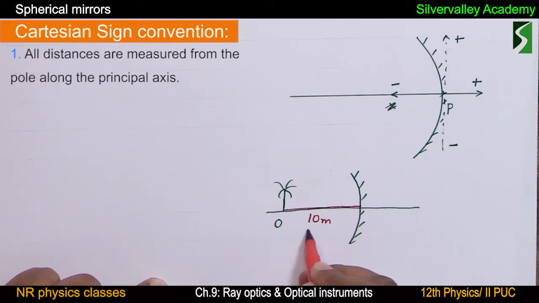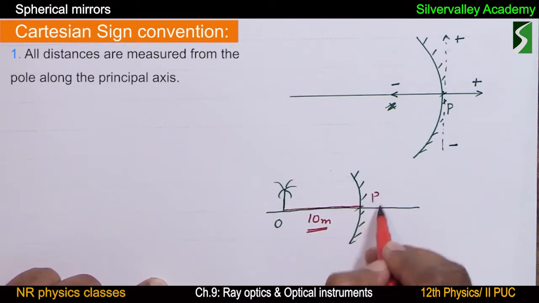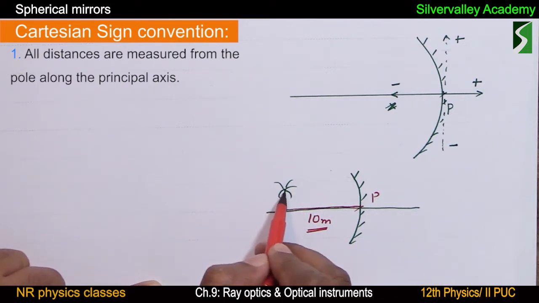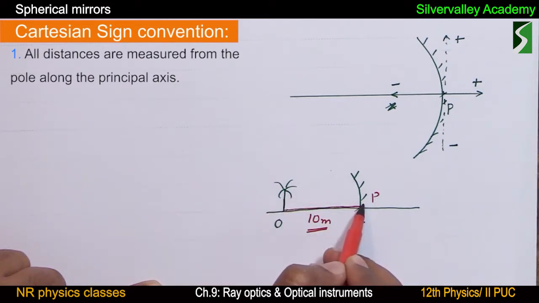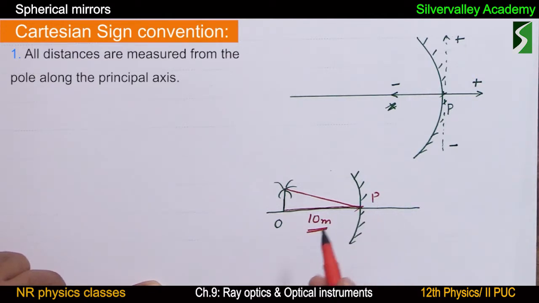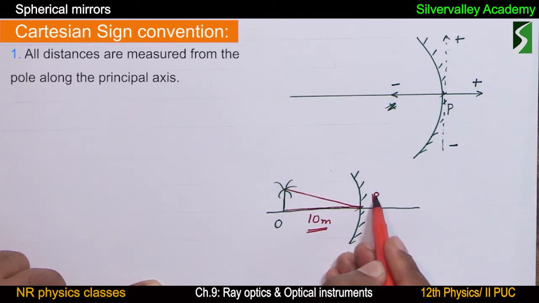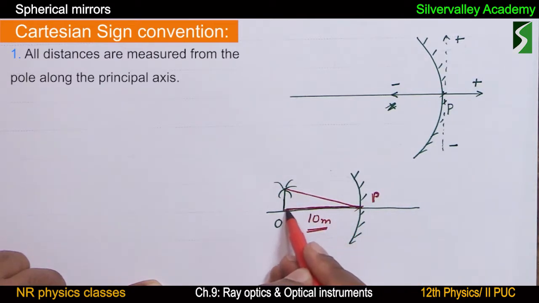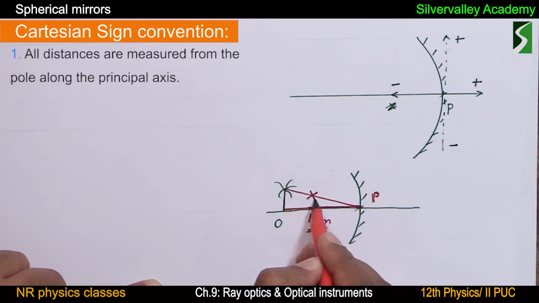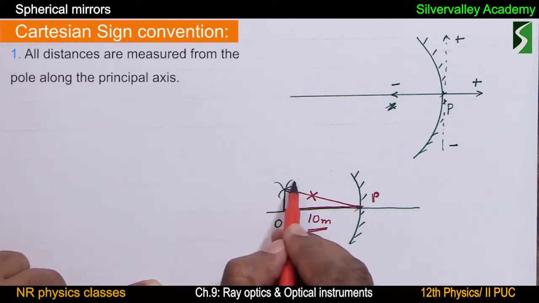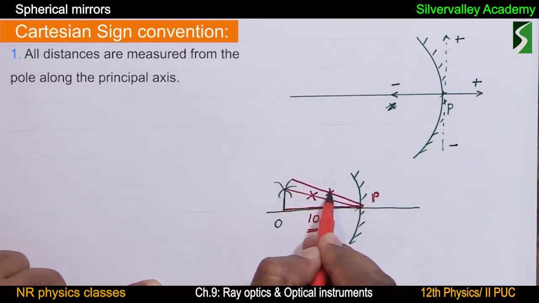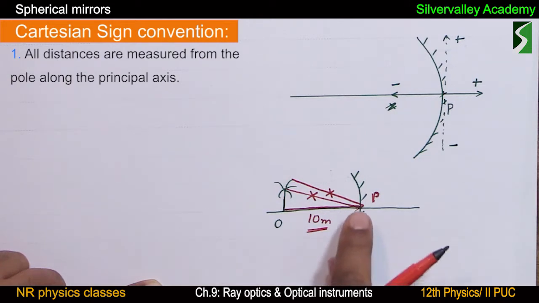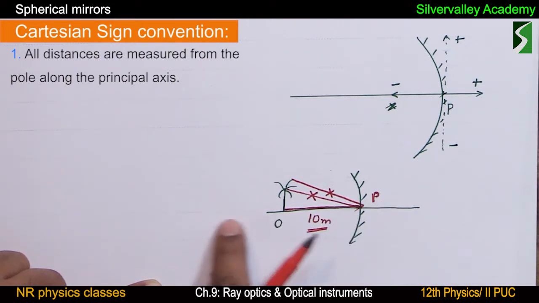So this is taken as object distance. This is the pole. You can say, sir, this is the object, this is the mirror, therefore the distance between these two can also be the object distance, isn't it? The answer is no. The sign convention says the distance should be measured from the pole along the principal axis, along this line only. You should not go leaving that principal axis. So you cannot take this as a measure of object distance. Similarly, you cannot take this distance as a measure of object distance. So all distances are measured from the pole along the principal axis.